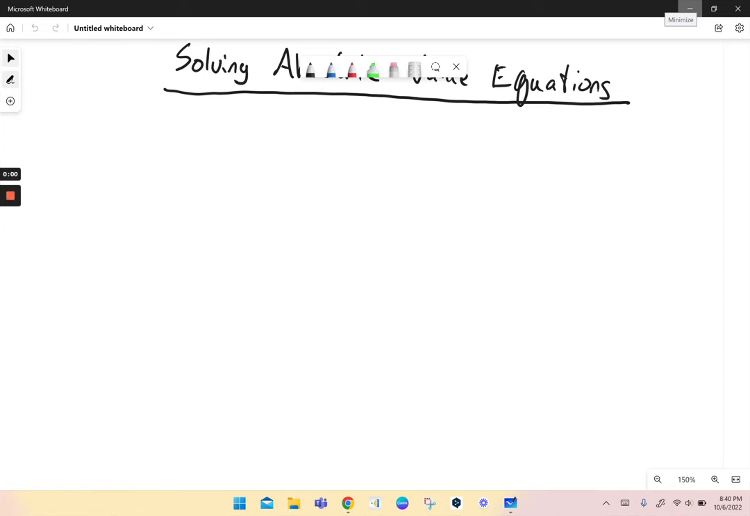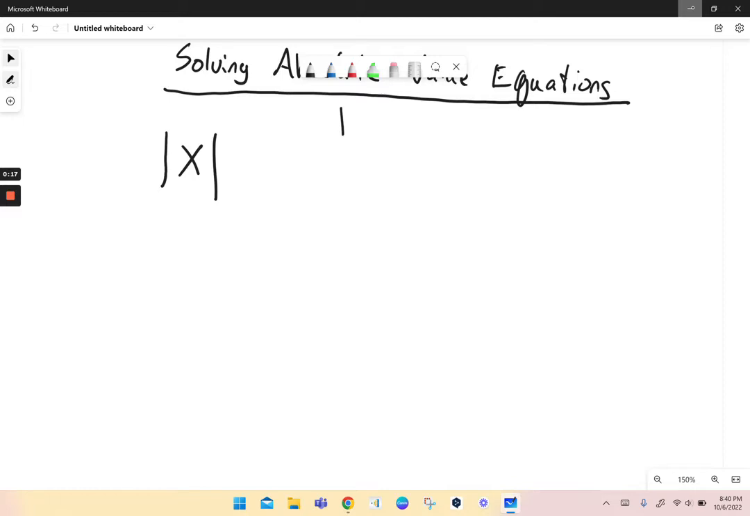Okay, today we're going to be solving absolute value equations. And if you have your notebook, we should go ahead and put this in there. The idea is we want to be able to solve equations that have an absolute value of x in them. And so let's remember that absolute value asks for the distance away from zero.